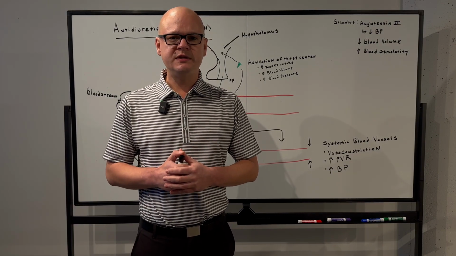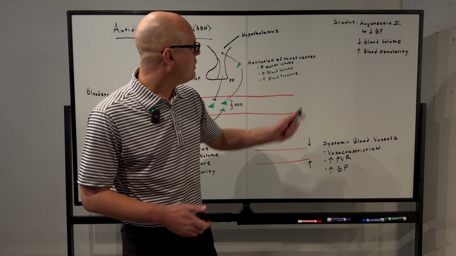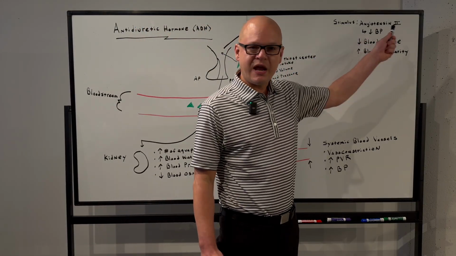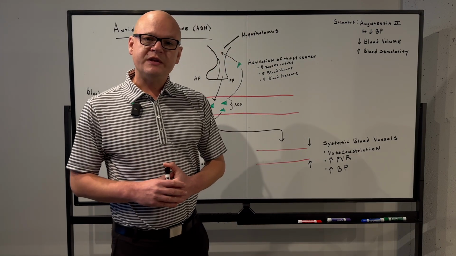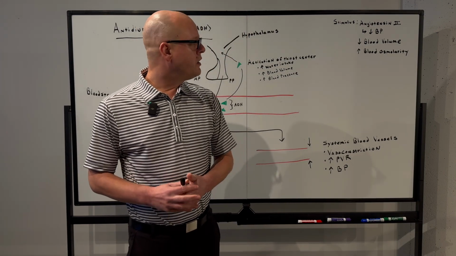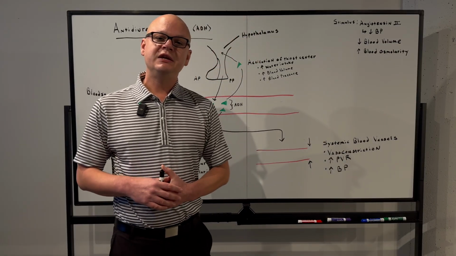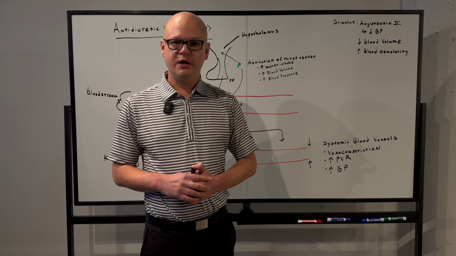So what's going to be the stimulus for the release of this antidiuretic hormone? One will be the presence of angiotensin II. That's going to be released in response to low blood pressure. Another will be a decrease in blood volume as well as an increase in blood osmolarity.